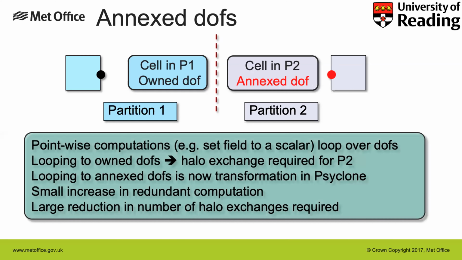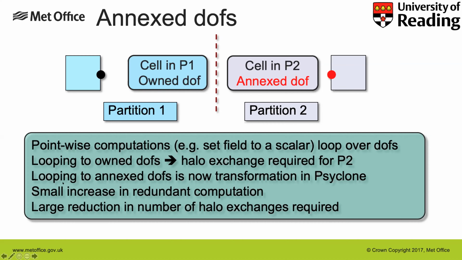So for example, for pointwise computations, such as setting a field to a scalar, you need to loop over all the DOFs. If we loop over just the owned DOFs, then halo exchanges are required to get that information correctly set in partition 2. So if I loop over just the owned ones, this gets updated on partition 1, but it won't get updated on partition 2 without a halo exchange.